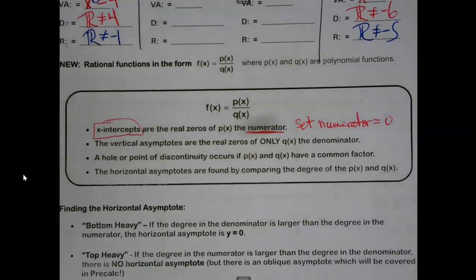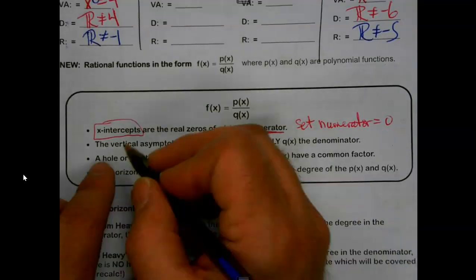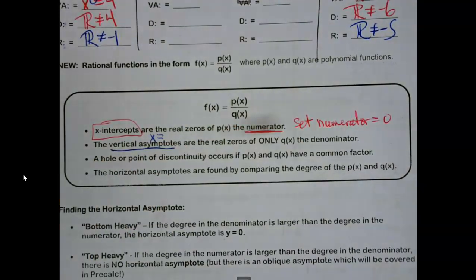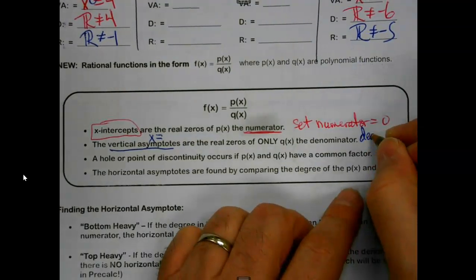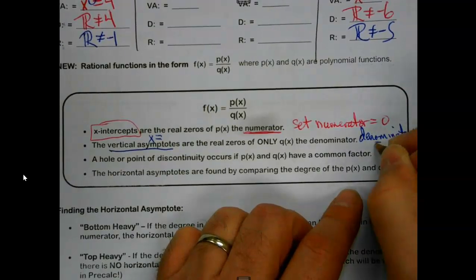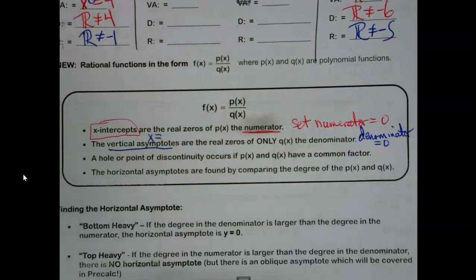The vertical asymptotes, you're like, okay, so that's x equals, are the real zeros of only the denominator. Okay, so we're going to set the denominator equal to 0 when we're trying to find our vertical asymptotes, which again are going to be our restrictions. The calculator can help us, but we may not want to go that route every time.